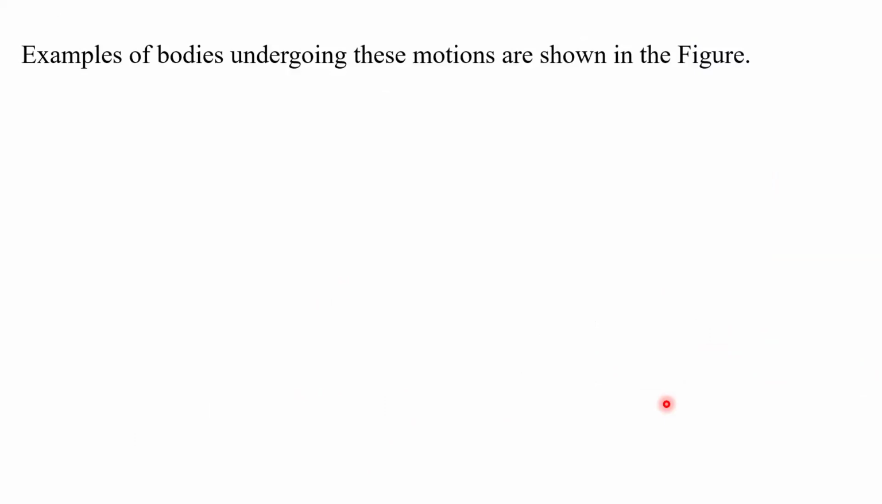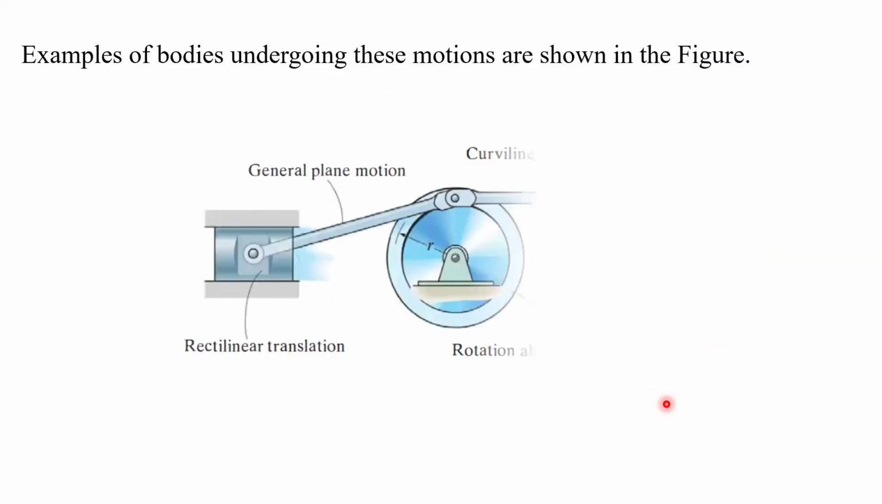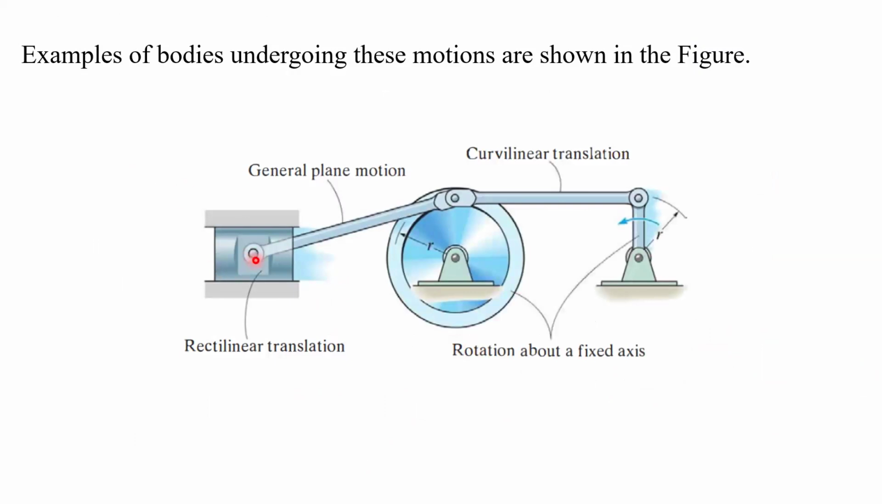Examples of bodies undergoing these motions are shown in the figure below. So here we have a piston that is having a rectilinear translation motion. It's going in the positive and the negative X directions. Here we have a wall, because it is a circle, it's circular. So we have a wall that restricts the movement in the X direction. This point here is undertaking a rectilinear translation motion.